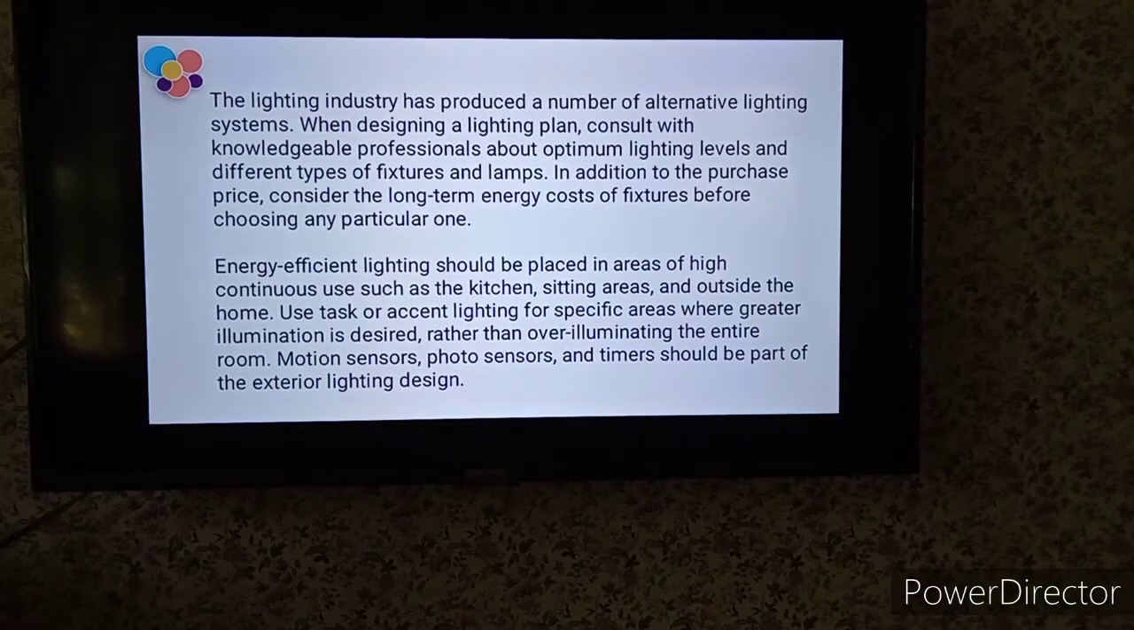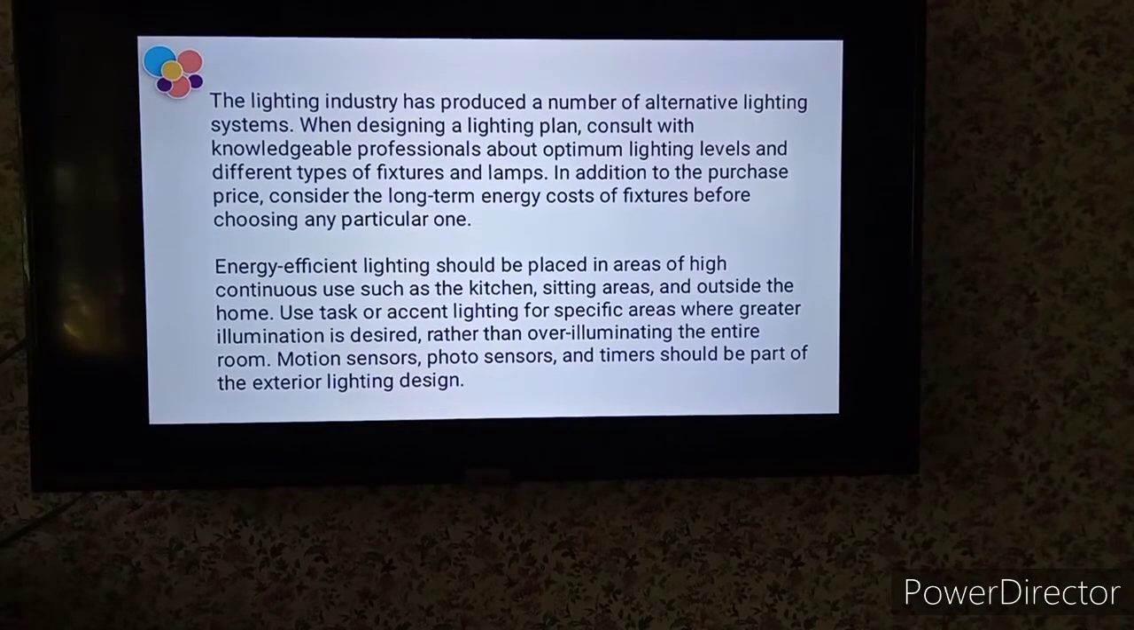The lighting industry has produced a number of alternative lighting systems. When designing a lighting plan, consult with knowledgeable professionals about optimum lighting levels and different types of fixtures and lamps. In addition to the purchase price, consider a long-term energy cost of fixtures before choosing any particular one.